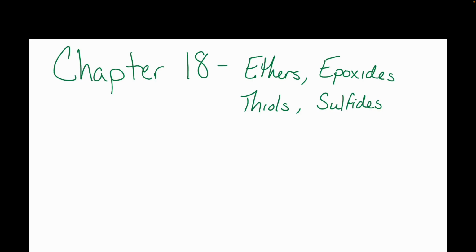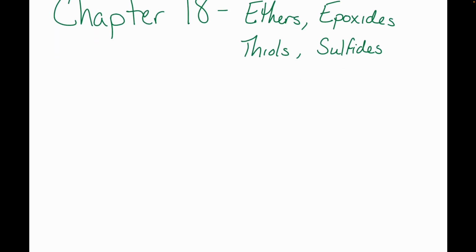Let's get started here on this next chapter, chapter 18. You see that we got a few different functional groups that were thrown together in this chapter. Ethers, epoxides, thiols, and sulfides. Truthfully, these are all grouped together because they are kind of boring functional groups. These are some of the least reactive functional groups. The big exception on this list here are the epoxides. Epoxides are incredibly reactive. Let's take a look at an example of each of these here.